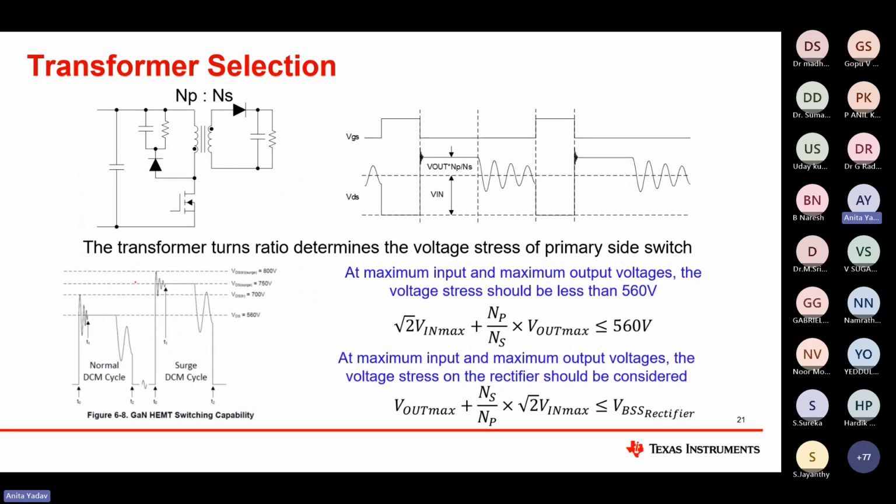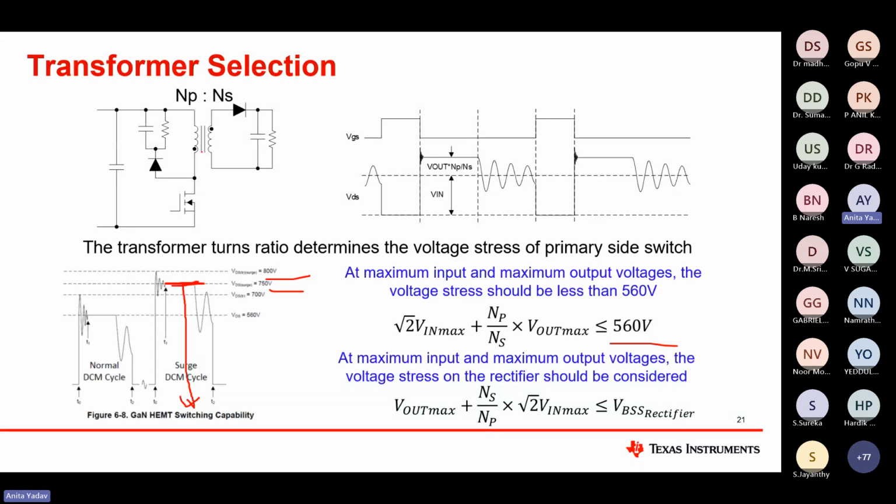Its plateau voltage, basically VIN plus N V out, all the way to here, should not go more than 560 volt. Even though you see here it mentions 750 volt and 800 volt, these are the surge or transient cases, for a minimal time it can support. But if you go through the details in the data sheet, you will find this number as 560 volt. So it is recommended to not go above 560.